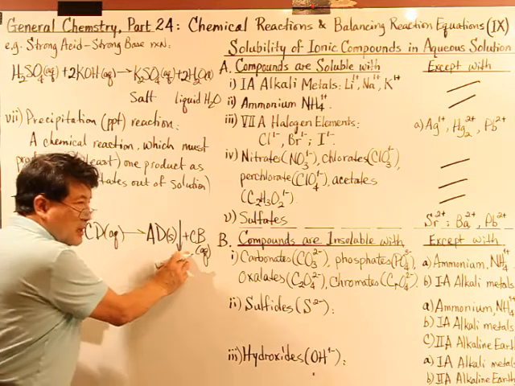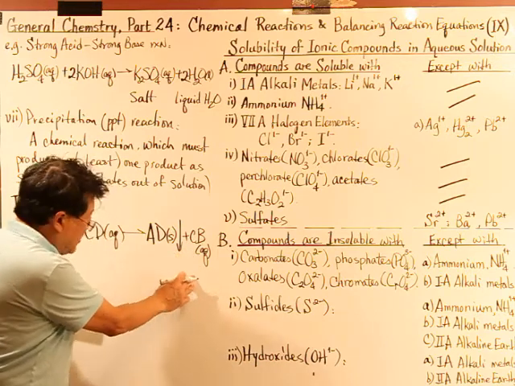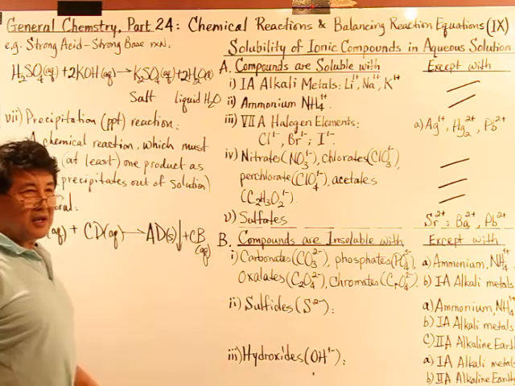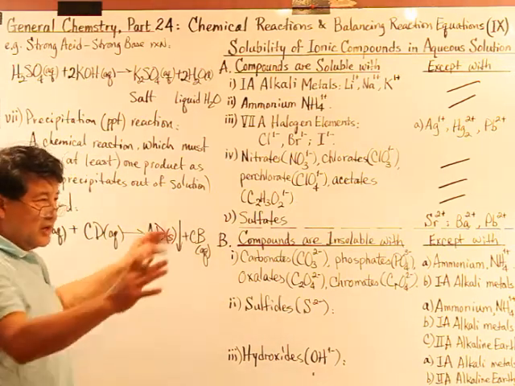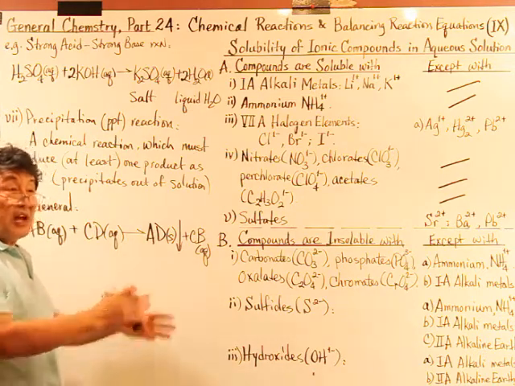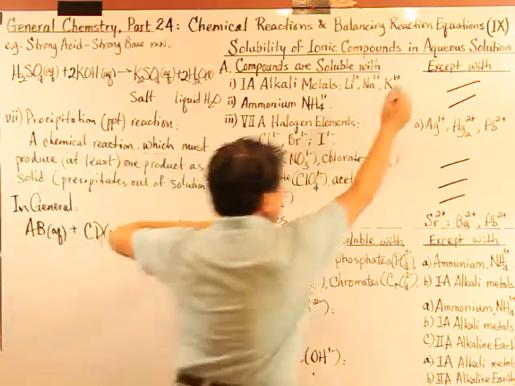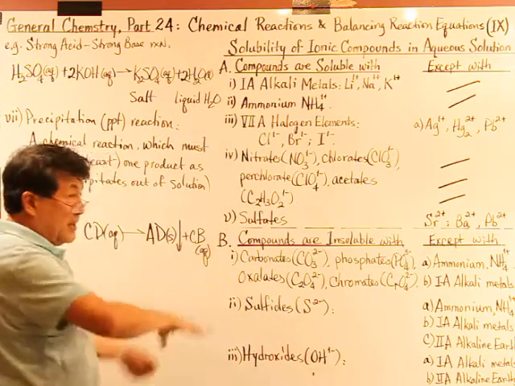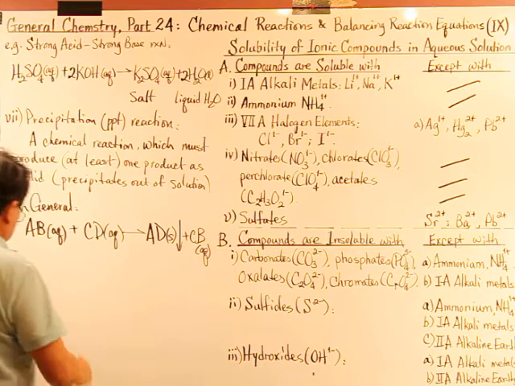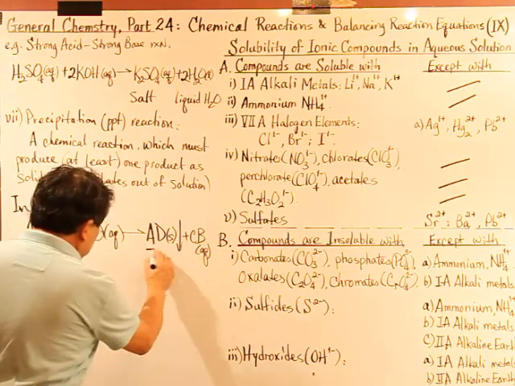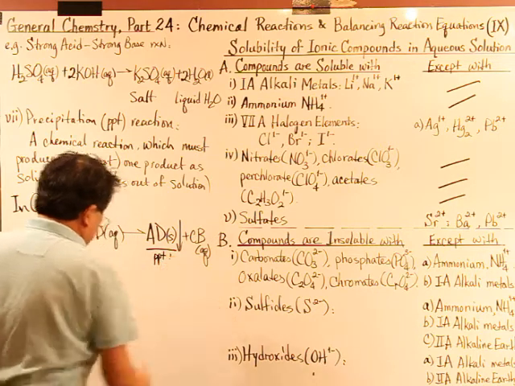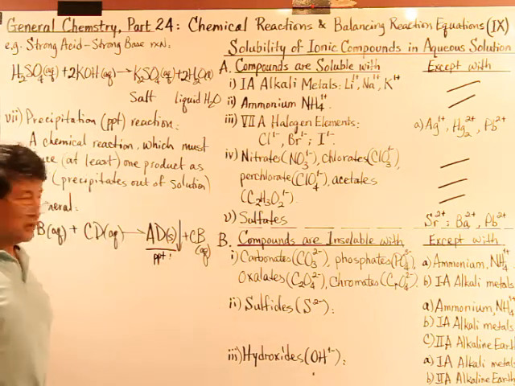That's going to be the cation-anion pair. This is cation C, anion B, wandering in the vast ocean of water molecules as solvent, as aqueous solution, right? They never form any compound, so they are canceled. So this kind of reaction we call precipitation. PPT right here. This is solid precipitation, right?